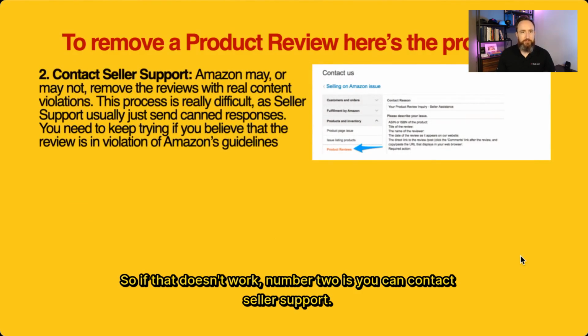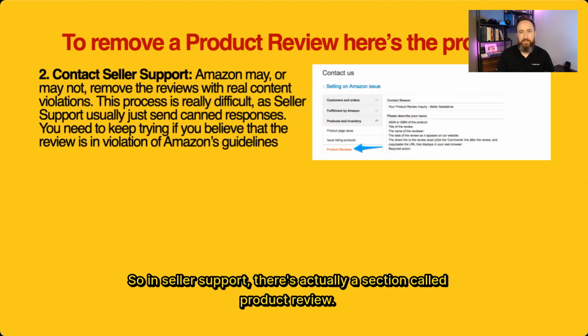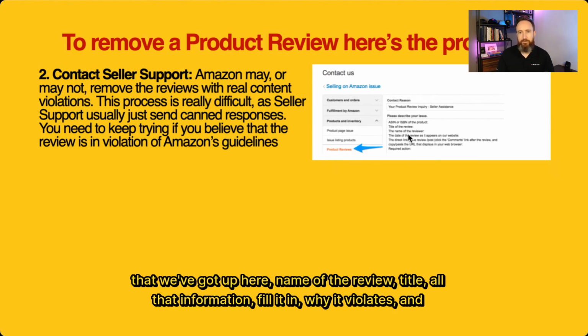So if that doesn't work, number 2 is you can contact seller support. In seller support, there's actually a section called product review. You should then use this template here that we've got up here: name of the review, title, all that information. Fill it in, why it violates, and again, submit it.